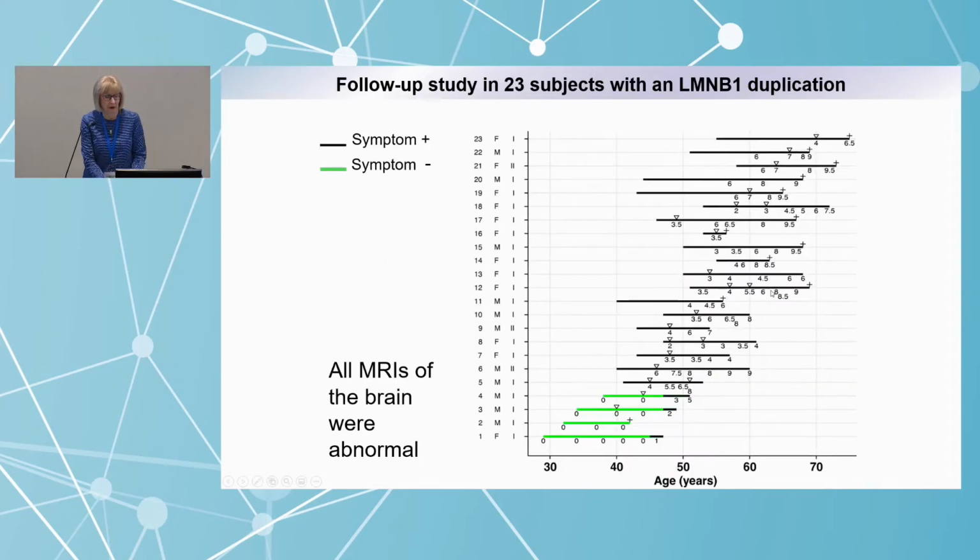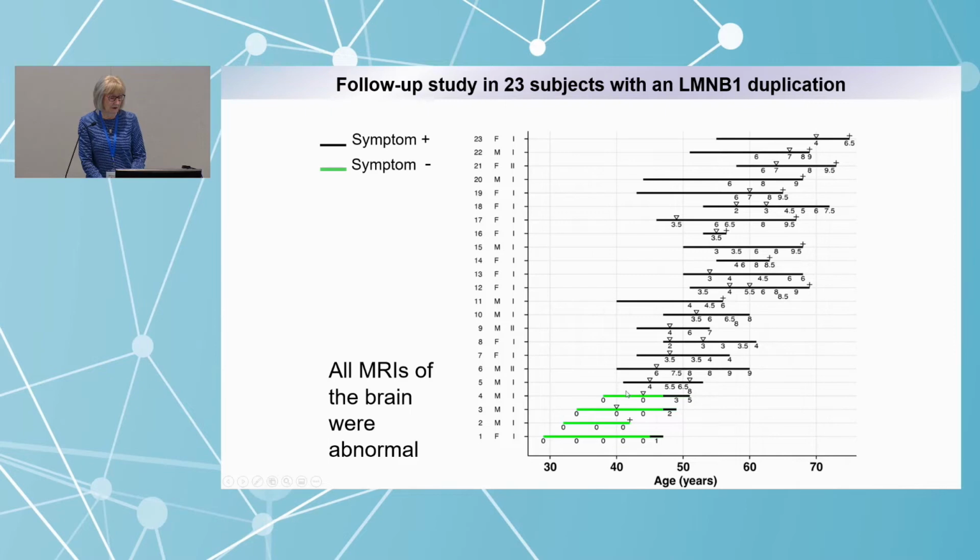We made a study in Swedish patients. They were from 2 families, and we recruited patients with symptoms, but also asymptomatic family members. After genetic tests, we excluded those who did not have the LMNB1 duplication. Thereafter, we had 23 subjects, and they all had pathological changes in MR images.